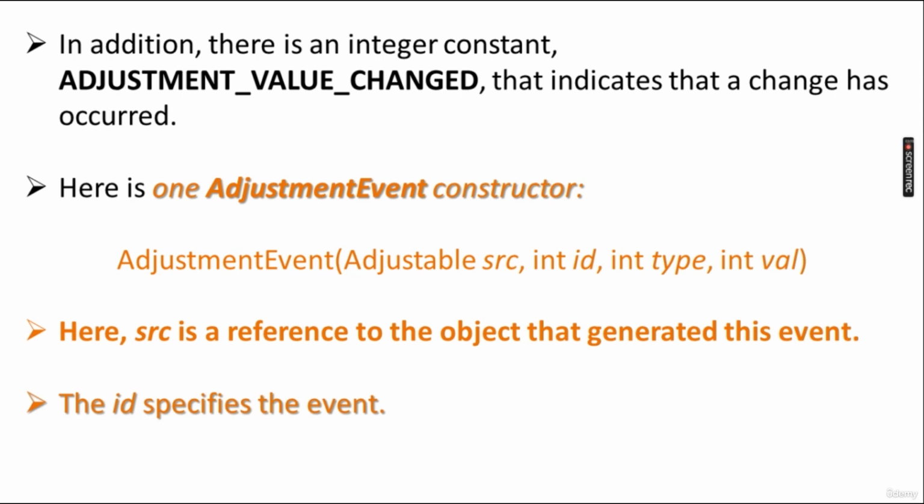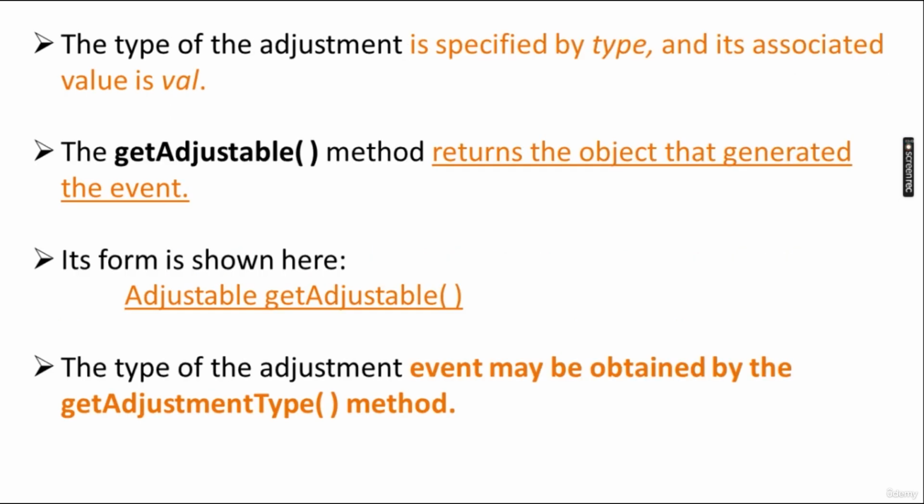Here is the one AdjustmentEvent constructor: AdjustmentEvent(Adjustable source, int id, int type, int value). Okay, so source is a reference to the object that generated this event. Okay, id specifies the event, that is, which event has occurred. Then the type of the adjustment is given by type and its associated value is given by the integer value.